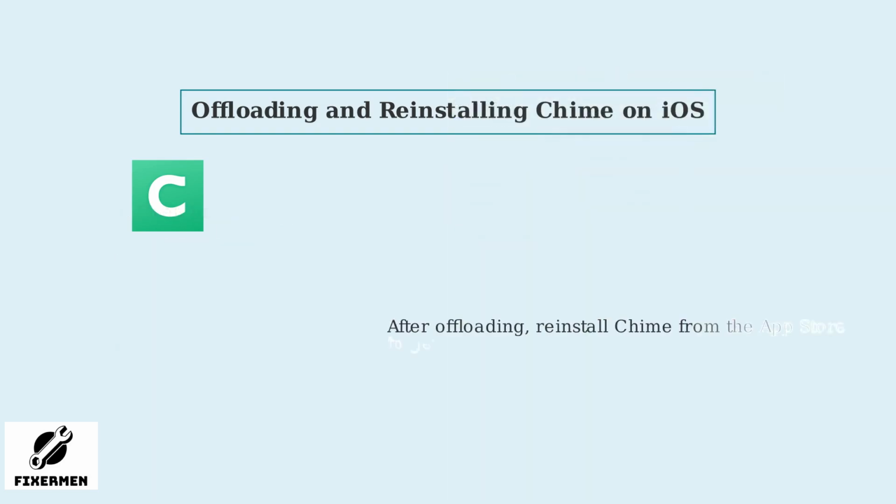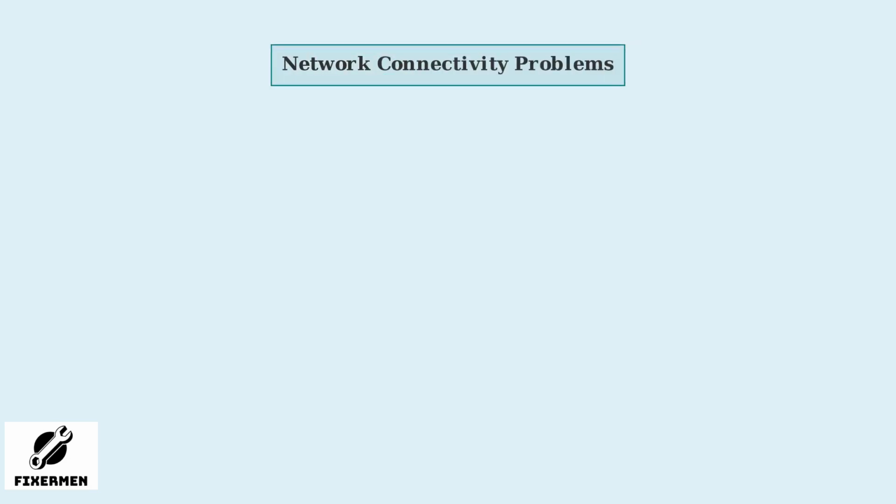Once offloaded, go to the App Store, search for Chime, and reinstall the app. This gives you a clean version that often fixes login problems. Network connectivity problems are a common cause of Chime Error Code 310.